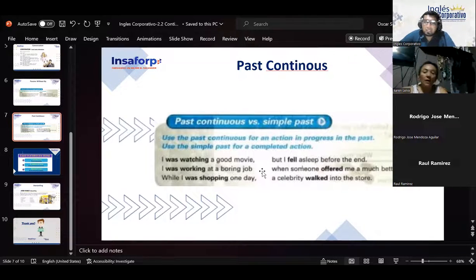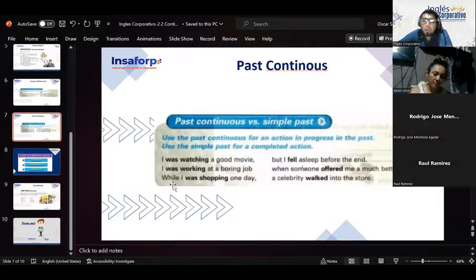It doesn't mean that at the end of the day, you didn't finish working, or this person didn't finish shopping because of the celebrity, but it's a highlight. It's something important that happens in between the situation that you were living. And as you were actually performing that activity, that's why we use the past continuous there. So yeah, you can use it, as I said, in the regular way, I was, or you were doing something. Or you can also use while I was.